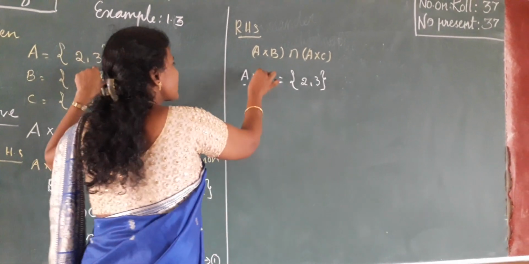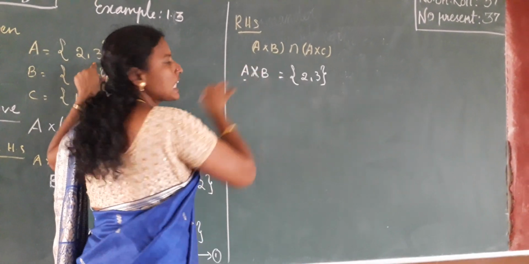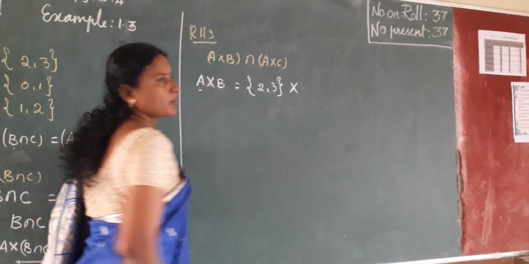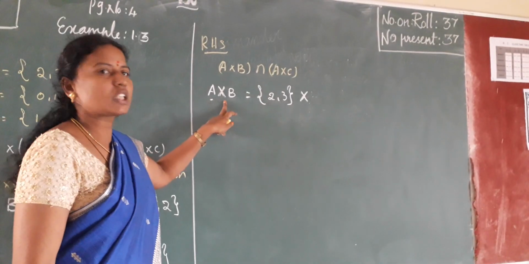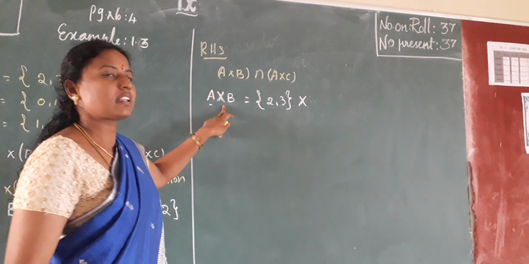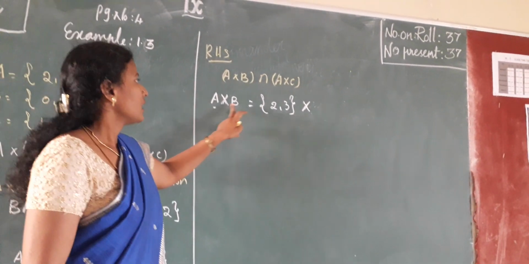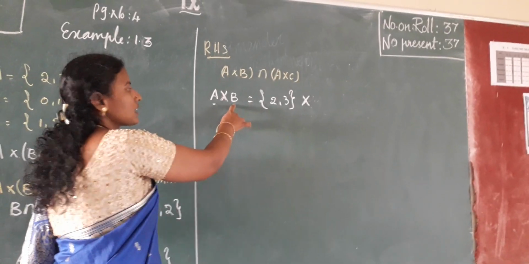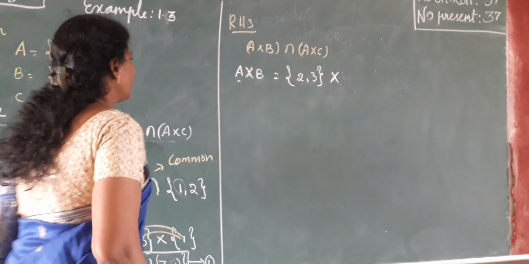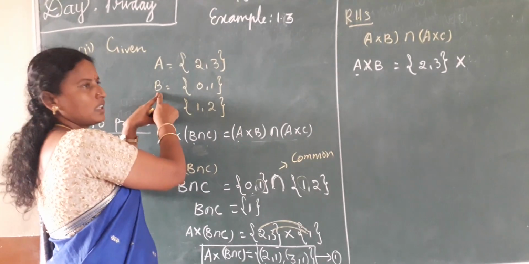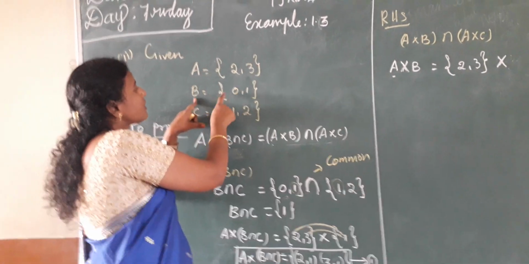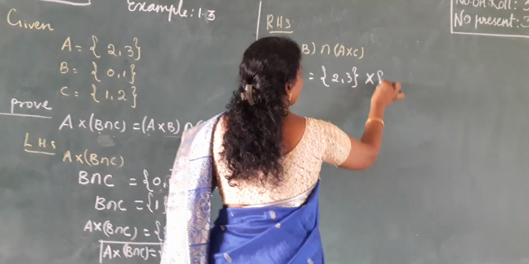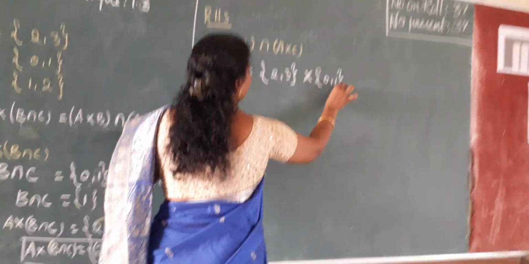And then what is the symbol? What is the operation? Cross. Cross means cross product, Cartesian product. The cross symbol is denoted by Cartesian product or cross product. Okay, this is the cross symbol. And then what is here? B. B set. What is the B set value? The B set value is 0, 1. So you have to write the B set value 0, 1.